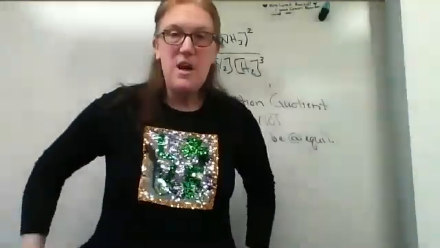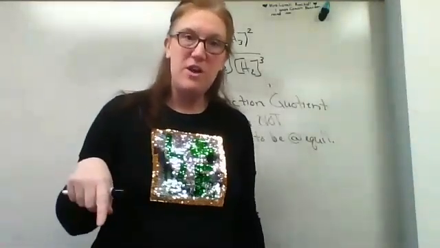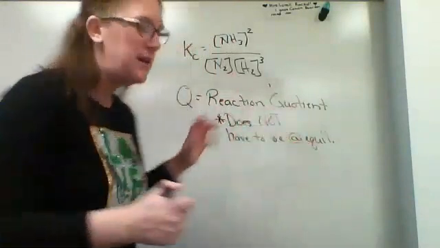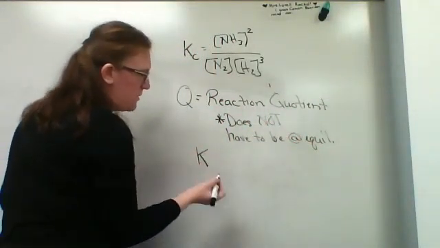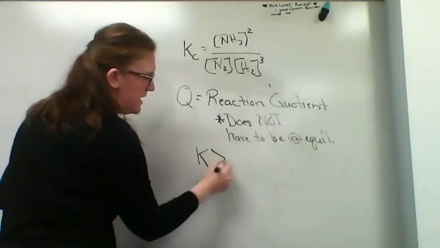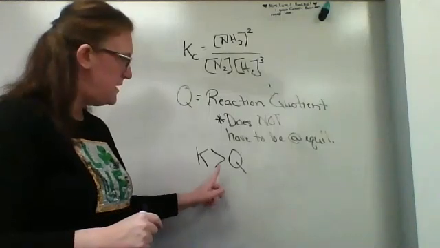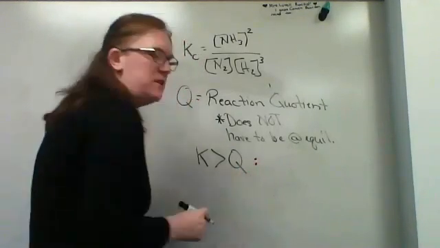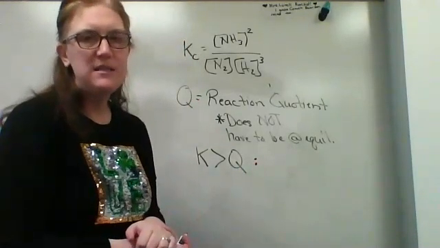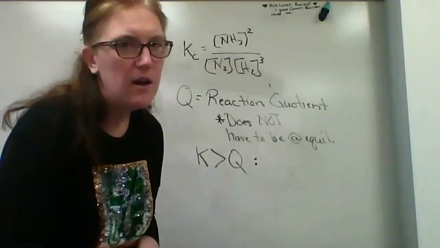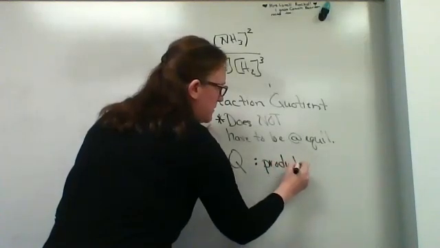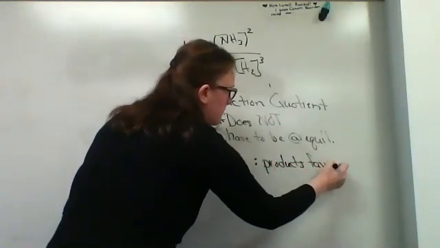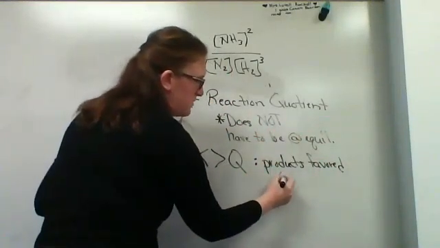Okay, hey, did you guys see in the reading questions that you had to do yesterday, when you compare K to Q, if K is greater than Q, so if the equilibrium constant is greater than the reaction quotient, would the reactants be favored or the products be favored? Products. Products, good. So the products get favored. In other words, the reaction will shift to the right.